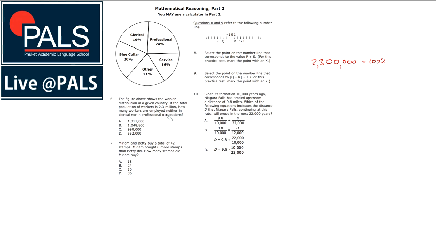How many workers are employed neither in clerical nor in professional occupation? So we are looking basically for the number of workers that are employed in this. So that is a total of 41 plus 57%, wait, 57%.